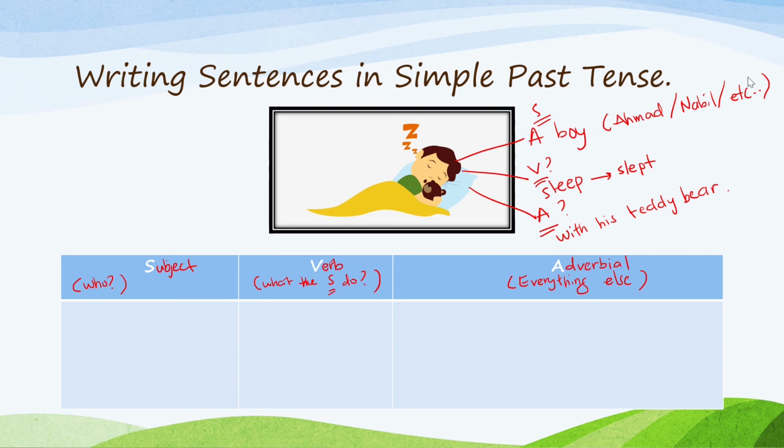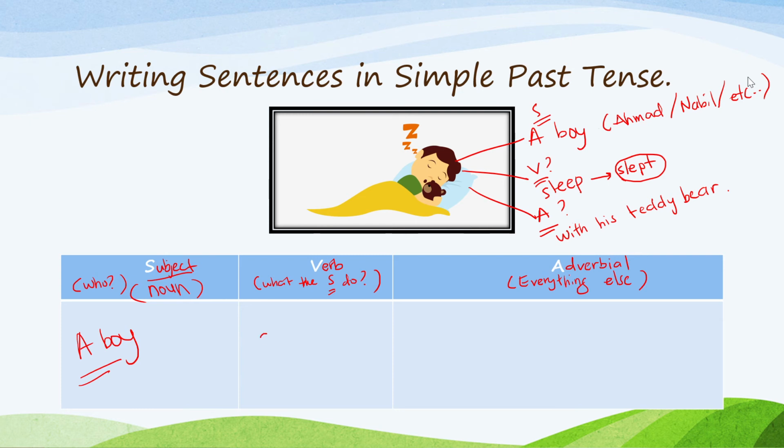Alright, so the subject is, let's say, a boy. A boy. Okay, remember, subject should be a noun. Subject kena kata nama. Kata nama, bukan kata kerja, kata nama. Okay, the verb. The verb, kita dah tahu, verb is slept.